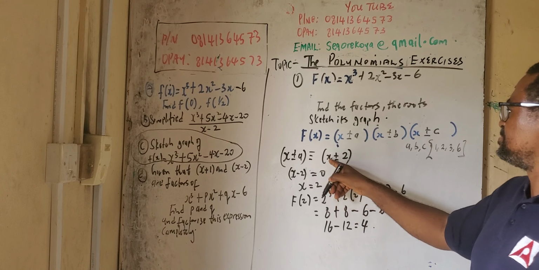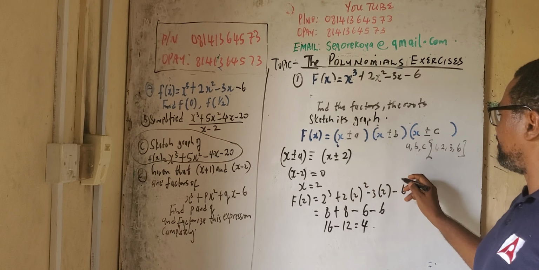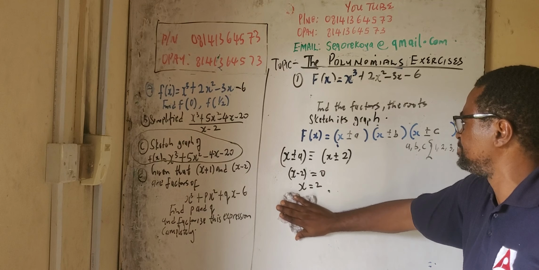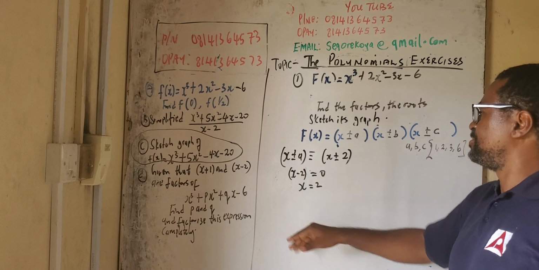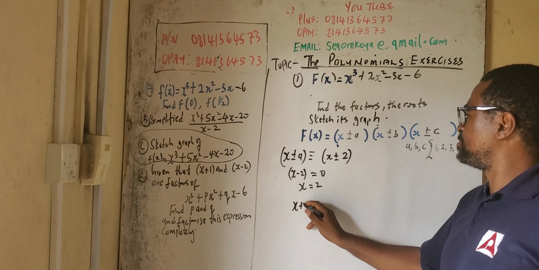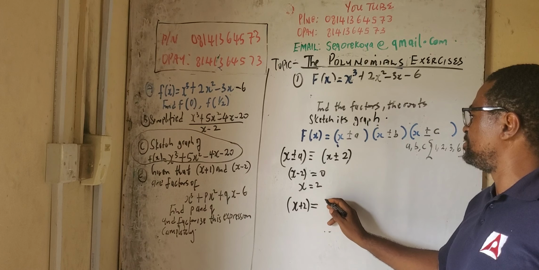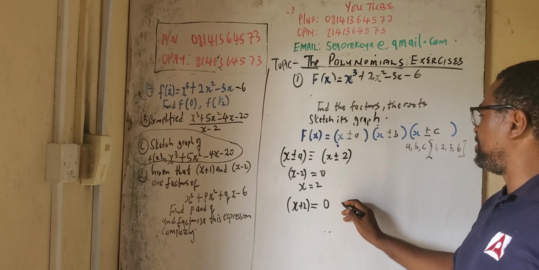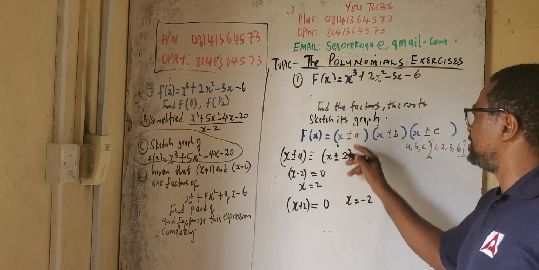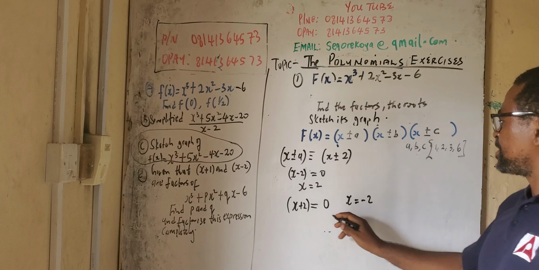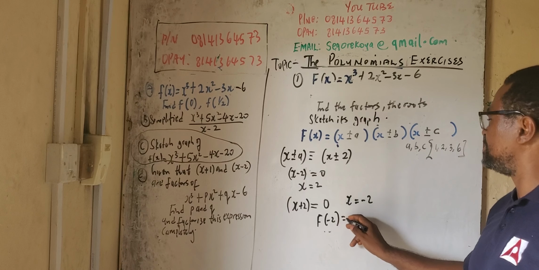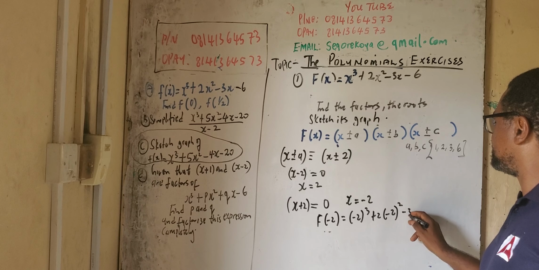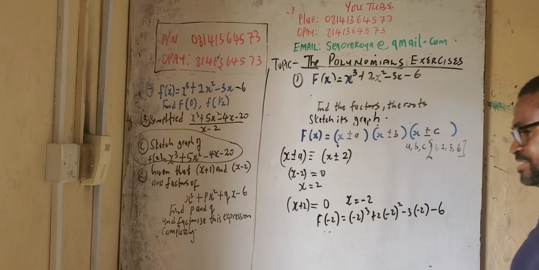Now let me go and test for x plus 2 as a factor here. I already tested for x minus 2. I did not get remainder 0. So let me test for x plus 2. In this case, I set it to 0. I'm talking about x plus 2. So if I set this to 0, then I'm going to test x is equal to minus 2. Now we put minus 2 anywhere we see x. So I have f of minus 2 is equal to minus 2 raised to power 3 plus 2 brackets minus 2 square minus 3 brackets minus 2 minus 6.